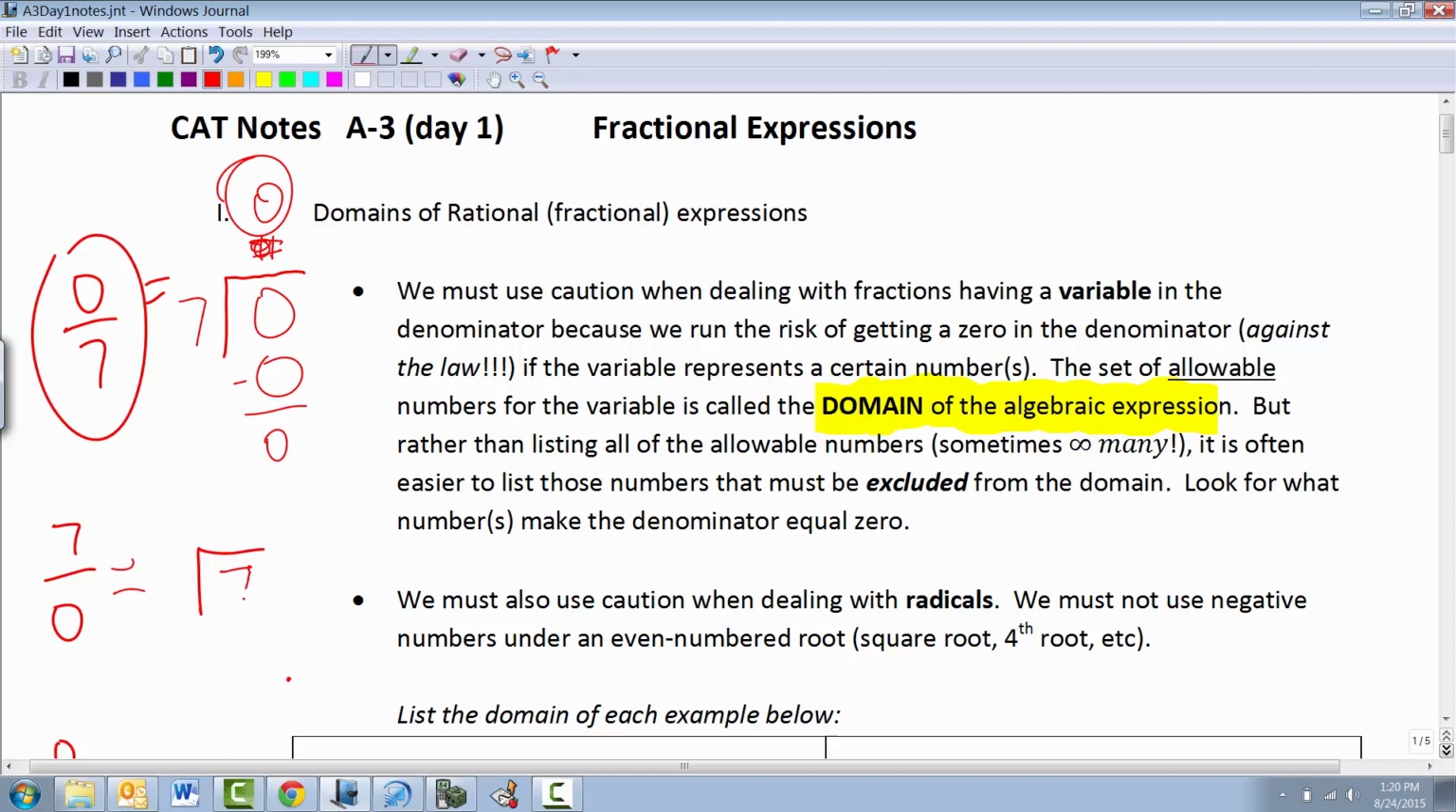So, not to belabor this too long, in this example, 7 divided by 0, 7 goes on the inside. 0 goes on the outside. What number times 0 equals 7? What's the answer to that? There isn't one. This is impossible. So this is the one that you do not get an answer for. This is a mathematical impossibility.